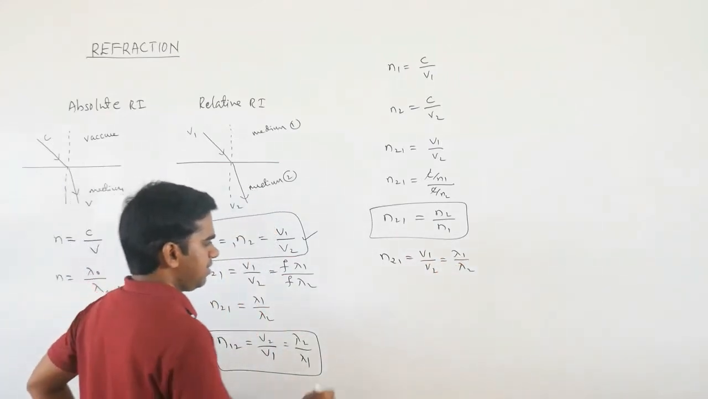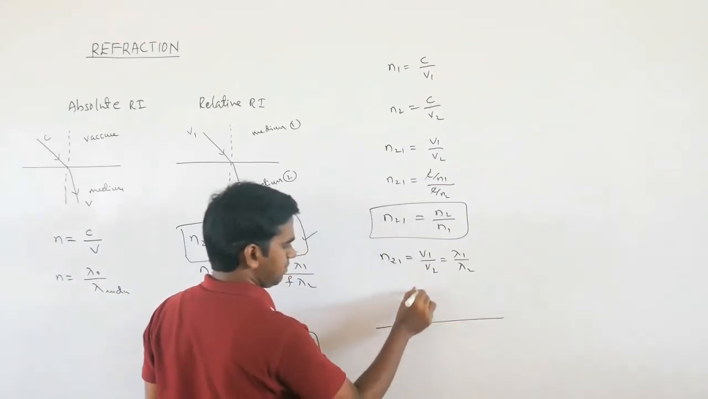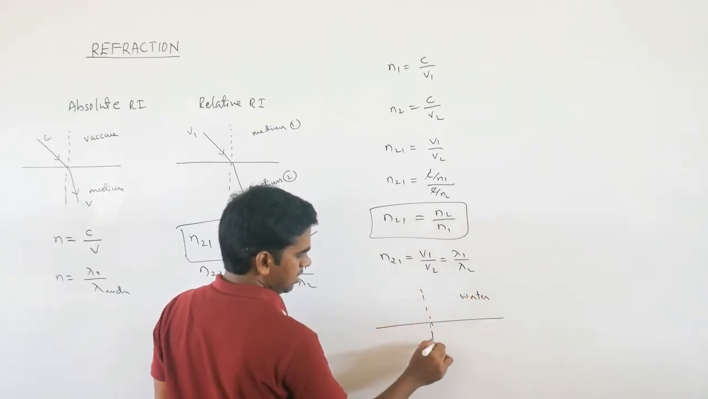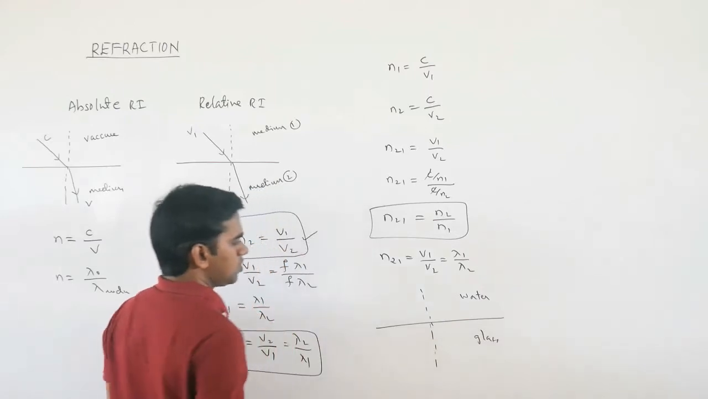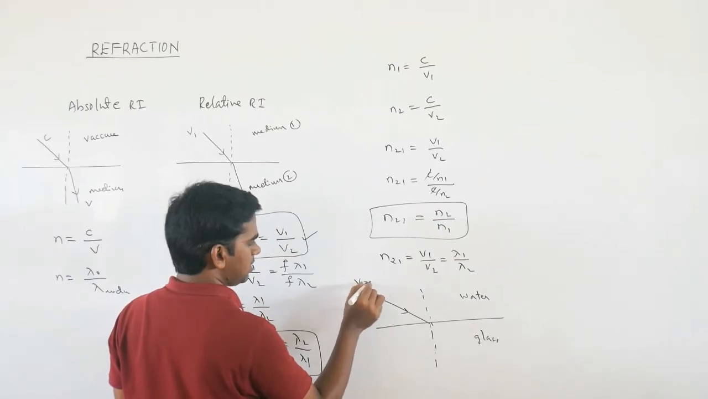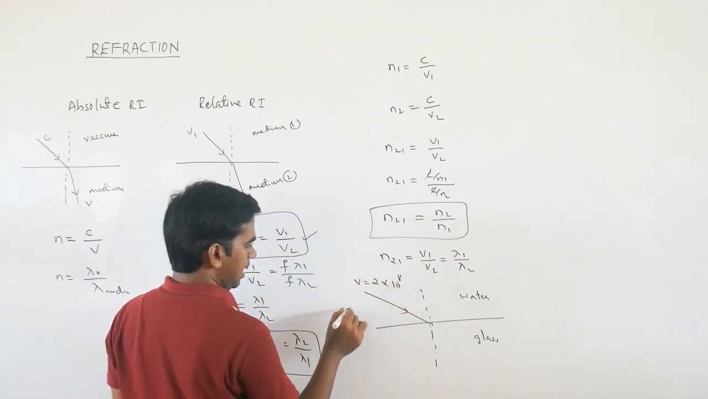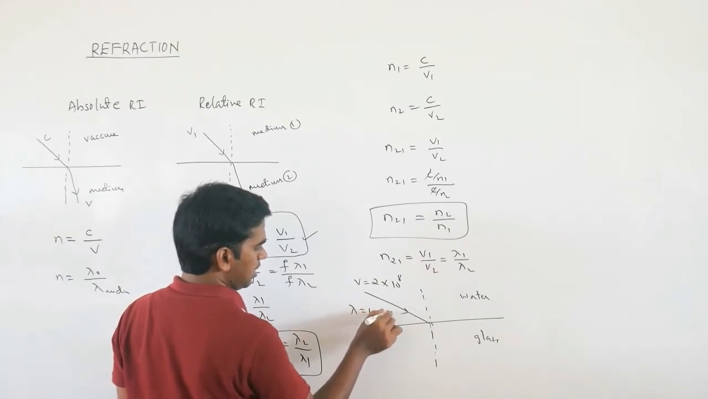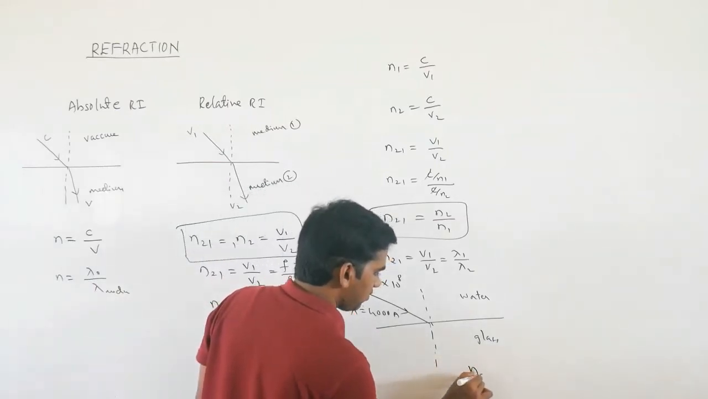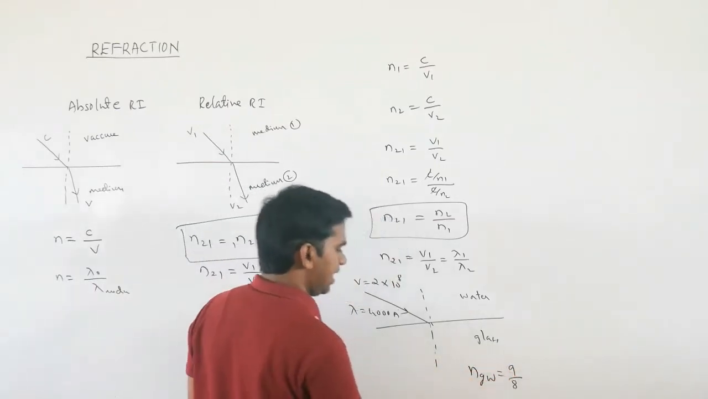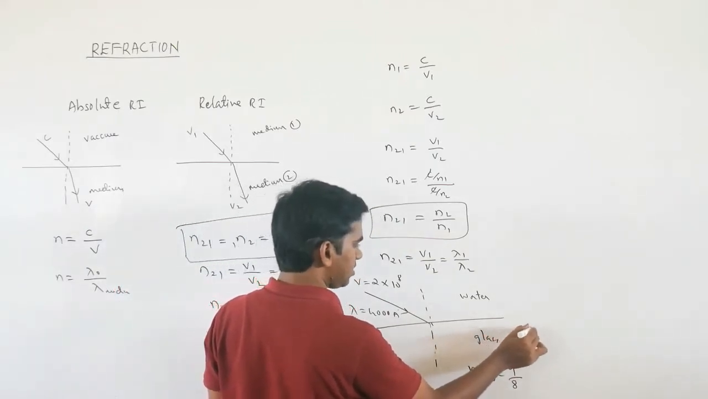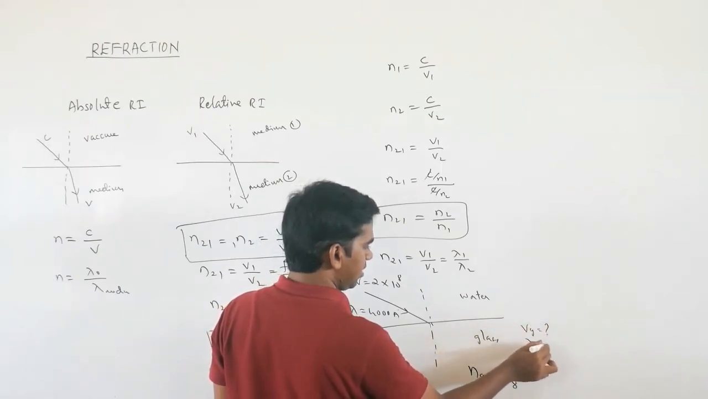See here, how they can ask: if light is coming from water medium to say glass medium. Suppose here light is having velocity say 2 into 10 to the power 8 and its wavelength say 4000 angstrom. Now relative refractive index of glass with respect to water is say 9 by 8. What will they ask? They will ask velocity of light in glass and they will ask lambda in glass.